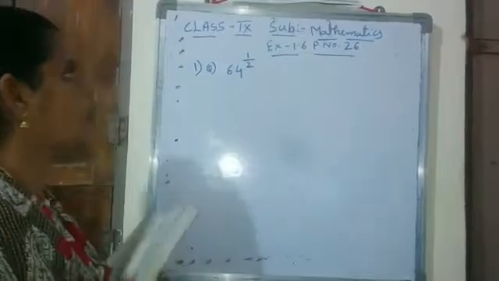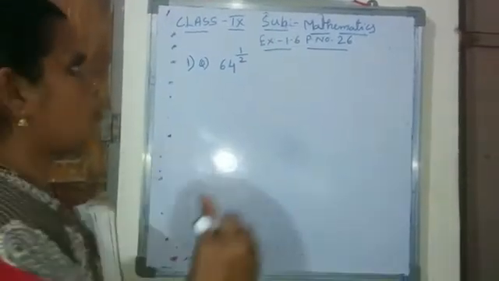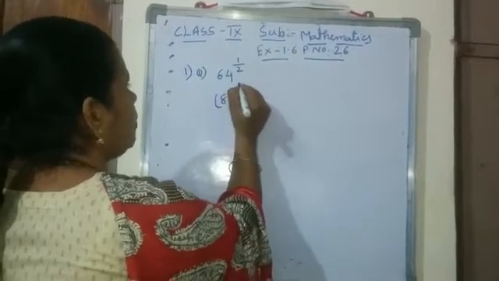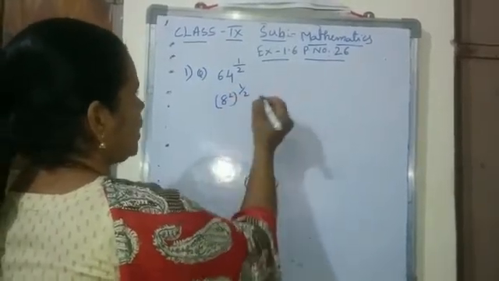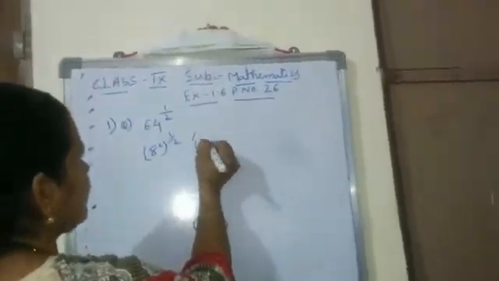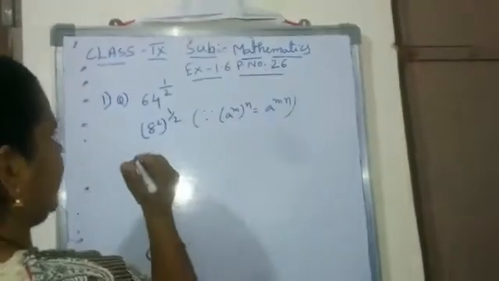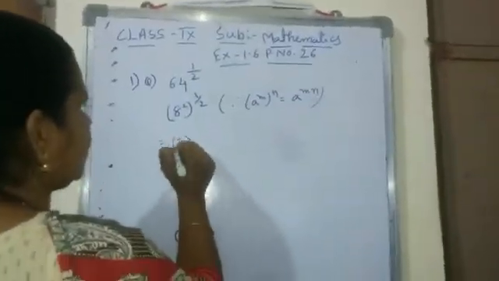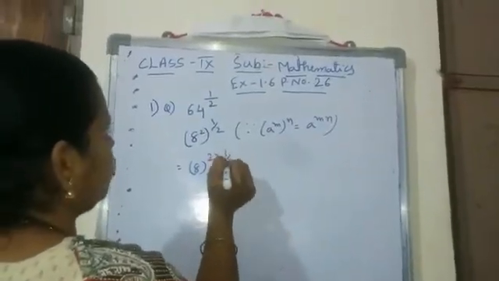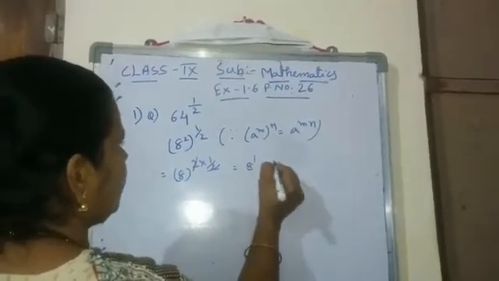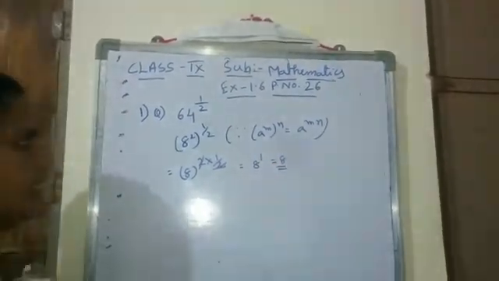See, 64 to the power of 1 by 2. So 64 can be written as 8 square, power 1 by 2. See, if you are observing here, since the law is (a^m)^n is equal to a^(mn), it means 8 to the power of 2 into 1 by 2. 2 and 2 will be cancelled. 8 power 1 is nothing but 8.